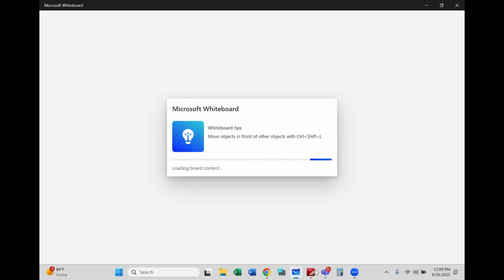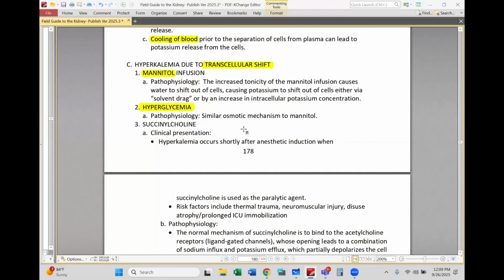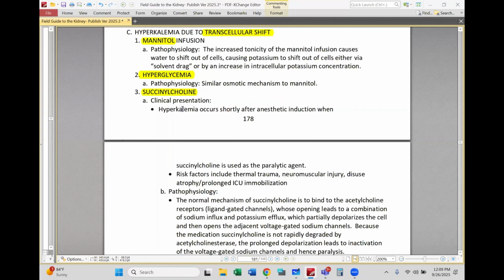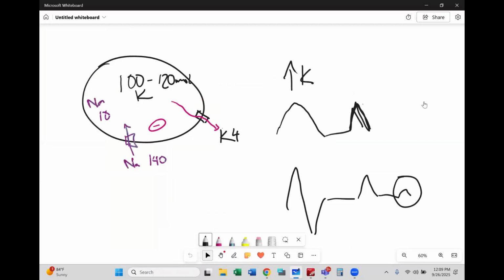Looks like my whiteboard is still trying to come online. Succinylcholine is another one that is the result of depolarizing paralytics. Here we go. Looks like we can work now. There we go. All right.